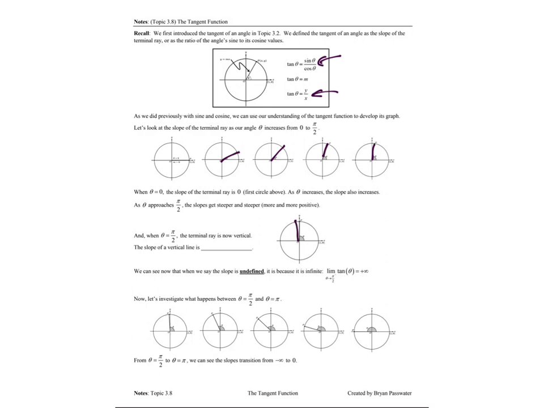So we could say that at pi over 2, when the terminal ray is now vertical, the slope of a vertical line is undefined. Well, that's kind of cool, because what that means is when the slope is undefined, there's an asymptote on the tangent function. If you go the other way, from pi over 2 down to pi, can you tell that these lines are really, really negative, all the way to flat 0? They go from negative infinity to 0. Can you tell that?